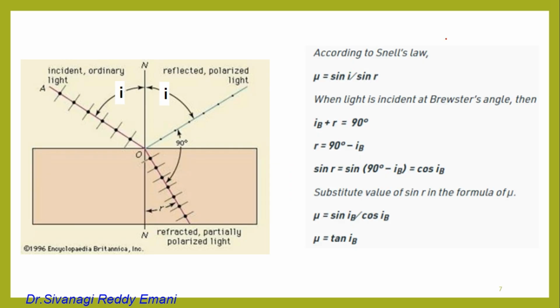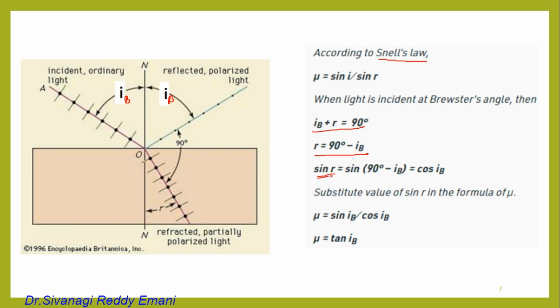In order to derive mu equals tan IB, we take the help of Snell's law, which says the refractive index mu equals sin I by sin R. When light is incident at Brewster's angle IB, the reflected ray makes IB, and IB plus R plus 90 degrees totals 180 degrees. So IB plus R is 90 degrees, and from that we write R equals 90 minus IB.